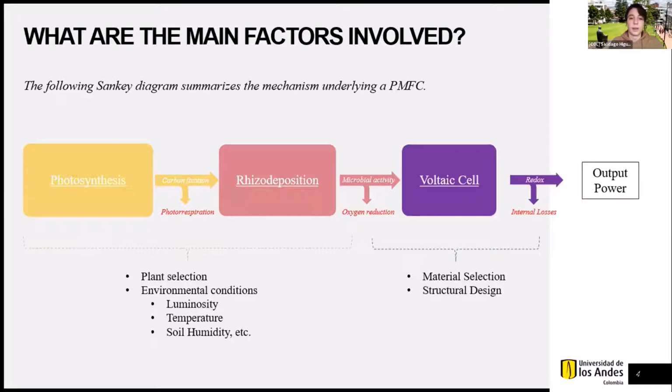So what are some parameters that we can tweak in these regions? Well, in the first 2 regions, we can select different plants and, mainly, environmental conditions such as luminosity, temperature, soil humidity, pH, and many others. And in the final part, which is the voltaic cell, we can select materials and make different structural designs.